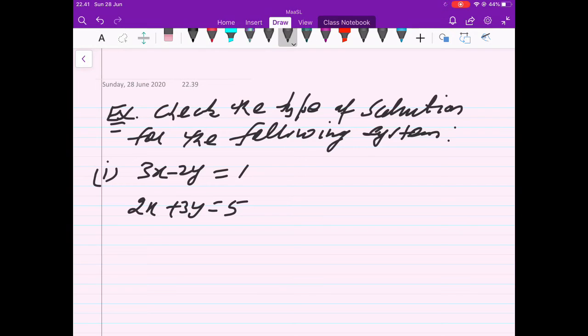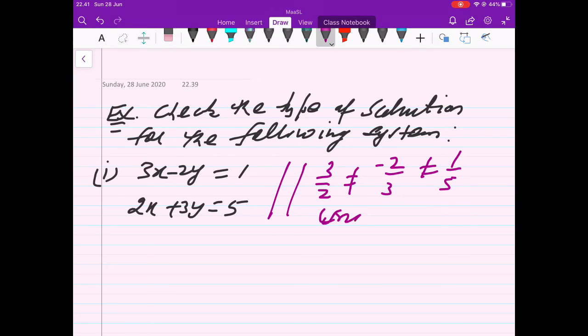Now if we compare the ratios of the coefficients of x in both equations, the ratio 3 by 2 is not equal to negative 2 by 3, which is not equal to 1 by 5. So therefore a unique solution means only one solution. Unique solution, they are intersecting lines and only have one solution.